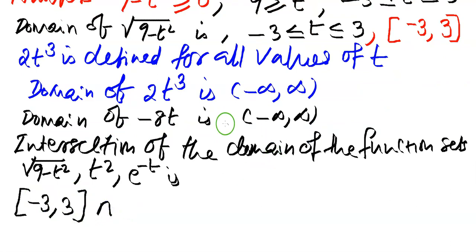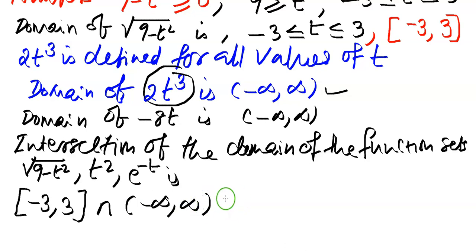Intersection. The domain of 2t cube is minus infinity to infinity. Intersection minus 8t. Its domain is minus infinity to infinity.